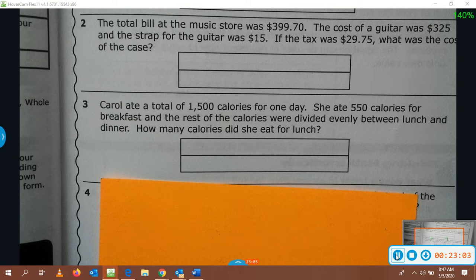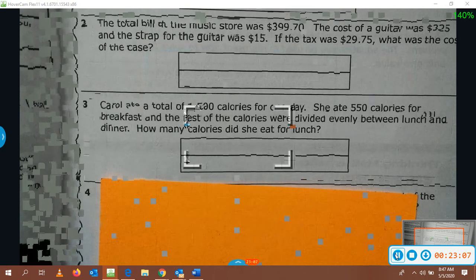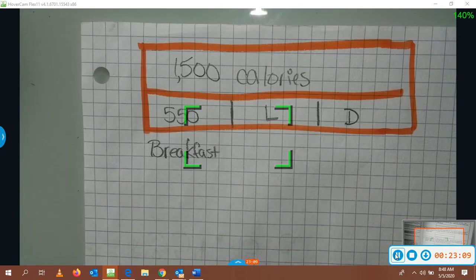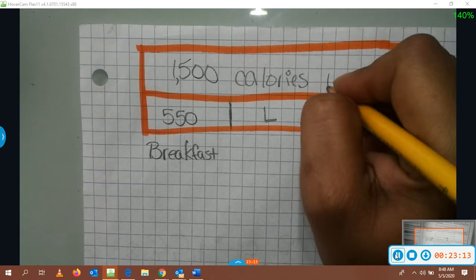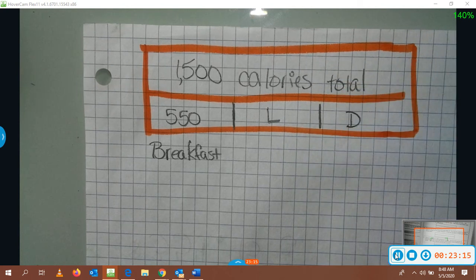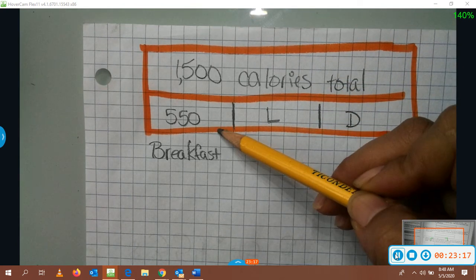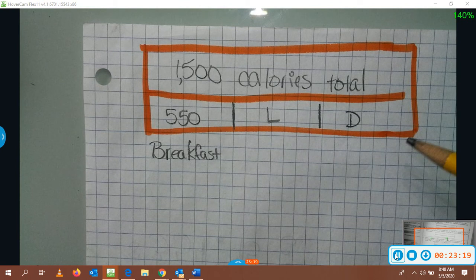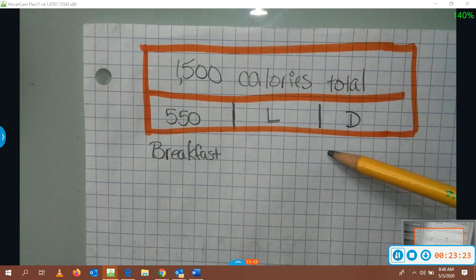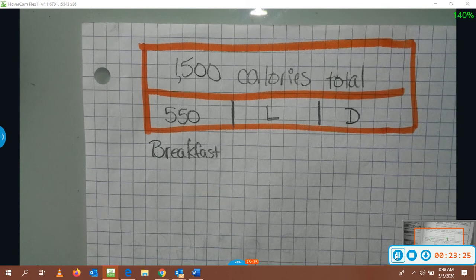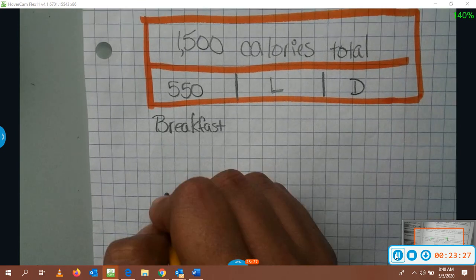Okay, you can go ahead and pause and then come back when you have set it up. Okay, so we know 1,500 calories total for the day. We also know that for breakfast, she ate 550 of those calories. And then for lunch and dinner, we have to take what's left and divide it evenly between the two. So let's go ahead and do the math.